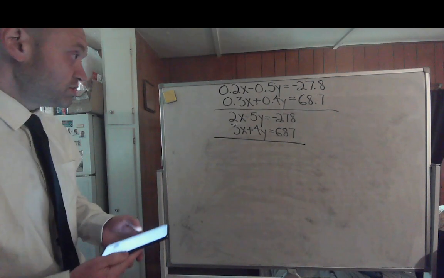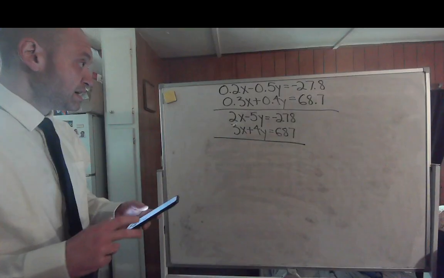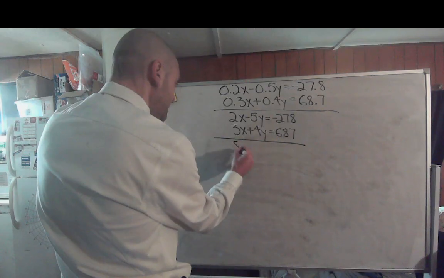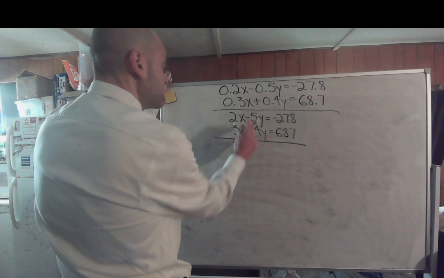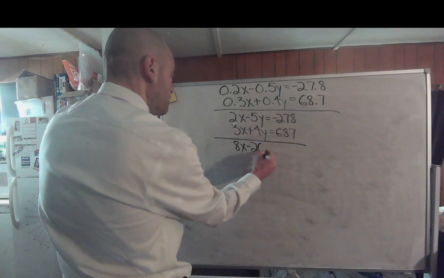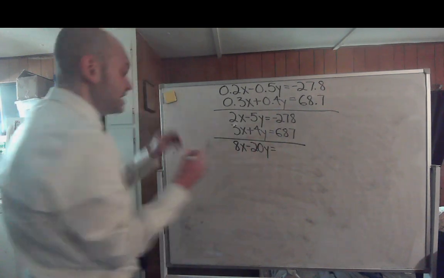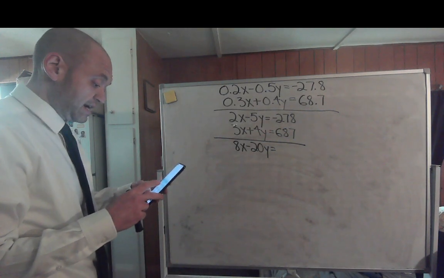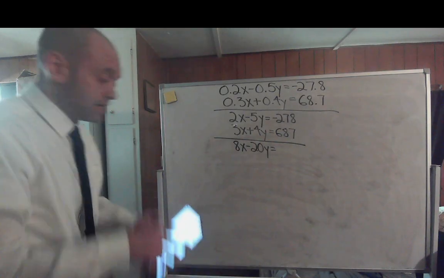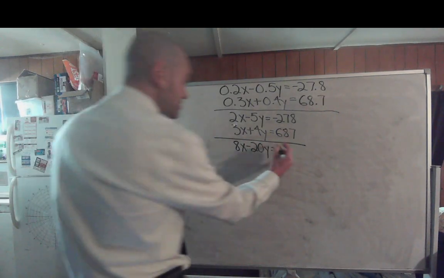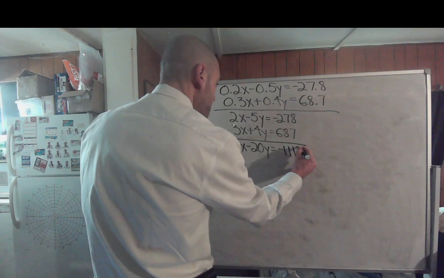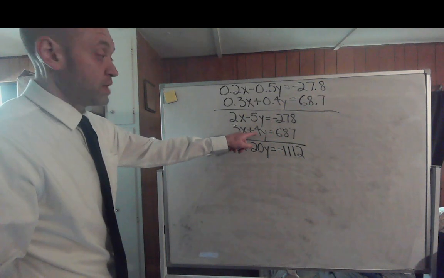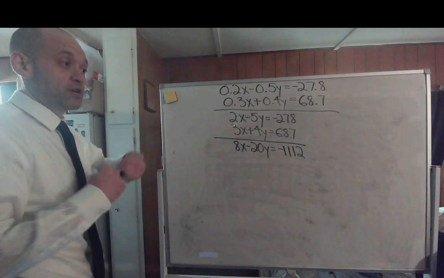Let's go ahead and do that here. So let's take, I know 2x times 4 for sure is going to be 8x, minus 5y, so that'd be minus 20y. But what the heck is negative 278 times 4? That one I don't know. That's why I got my calculator. That'd be negative 1,112.